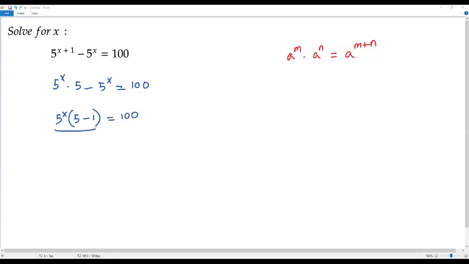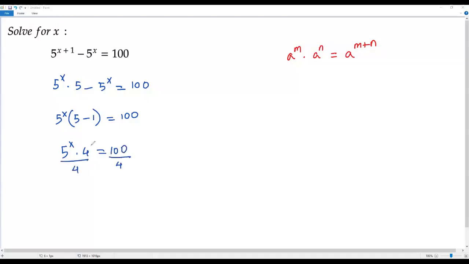So we can verify the factoring we have done over here. When I distribute this 5 to the xth power to this 5, I'm getting 5 to the xth power times 5. When I distribute this 5 to the xth power to this negative 1, I'm getting negative 5 to the xth power. Okay, now when I simplify this one, I'm just getting 4 times 5 to the xth power equals 100. Okay, now I divide both sides by 4.